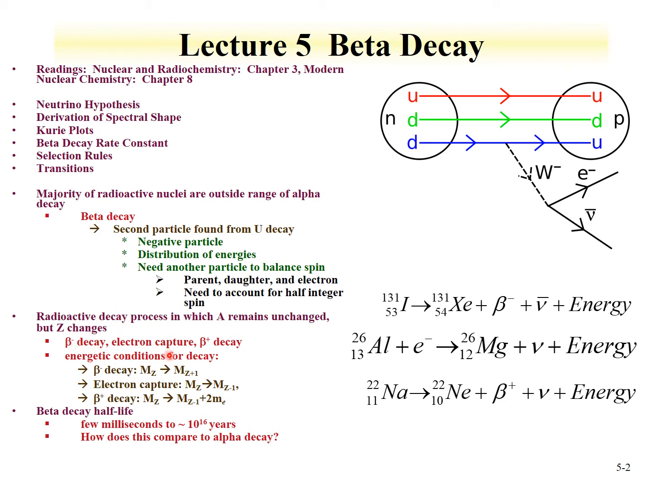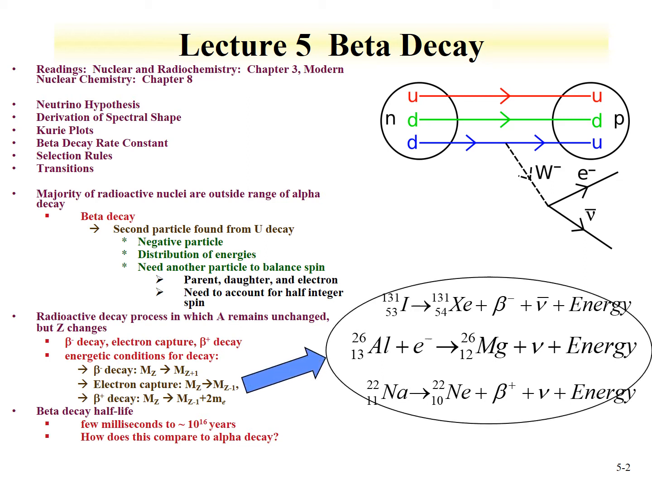For beta decay, electron capture, and positron decay, we get different changes in the Z. For beta decay, beta minus, when an electron is emitted, a neutron is converted to a proton. For electron capture and positron decay, a proton is converted into a neutron. So for beta decay, elements move up the periodic table. Electron capture and positron decay, they move down the periodic table.